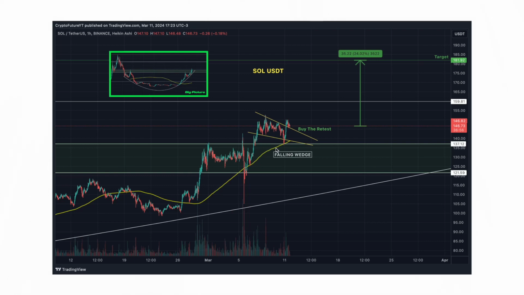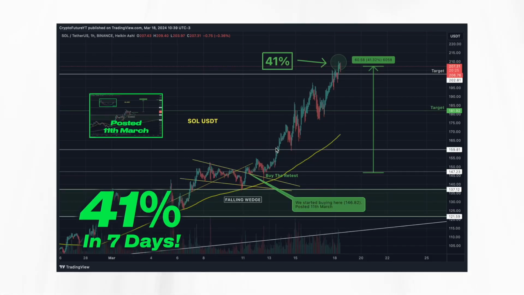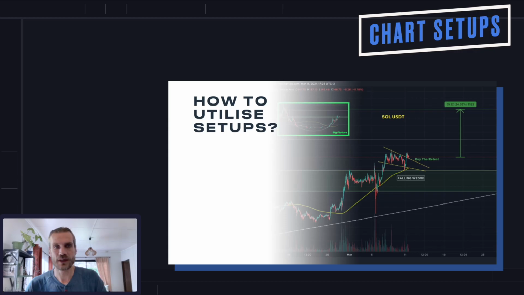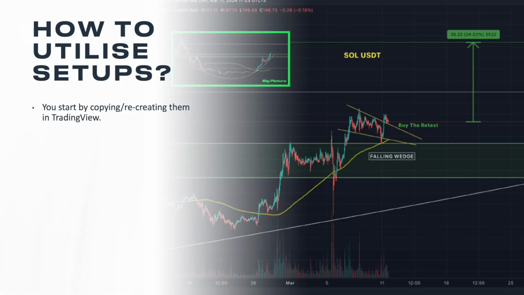And if you had bought the retest, 7 days later, you would have had 41% profits. First posted on the 11th of March, a very successful trade. But if you're new to the market, how do you utilize these setups? Well, firstly, you start by copying them, recreating them in TradingView. This will allow you to practice your charting whilst also developing your technical analysis skills.